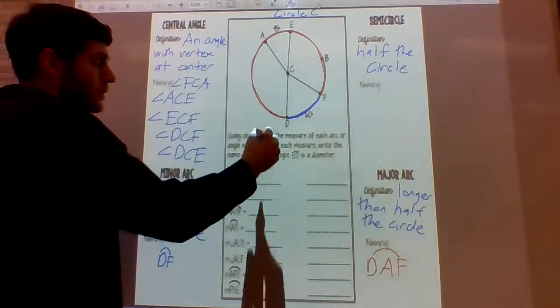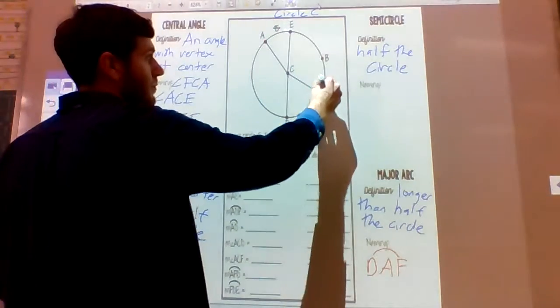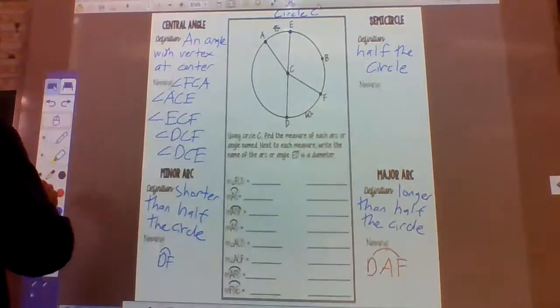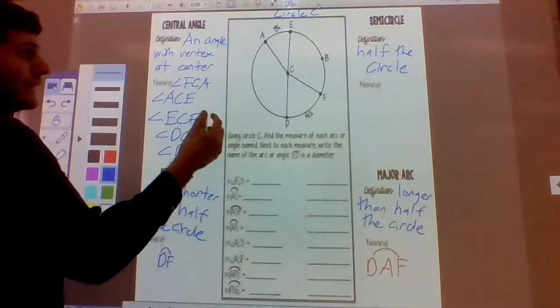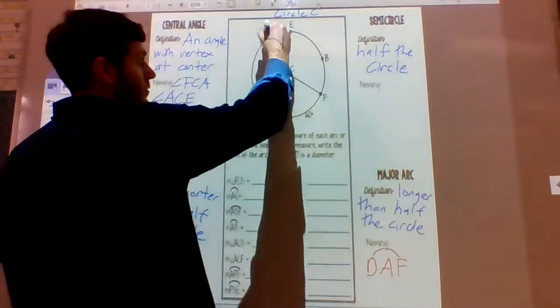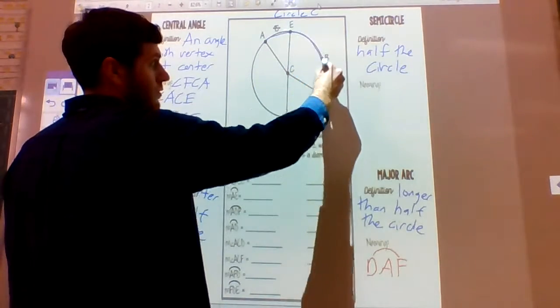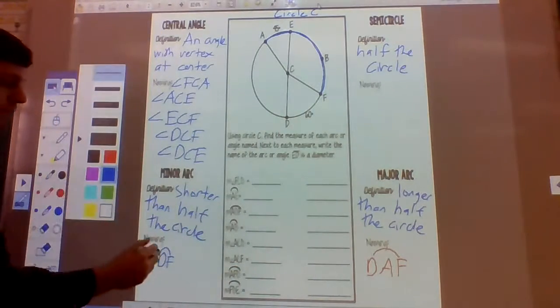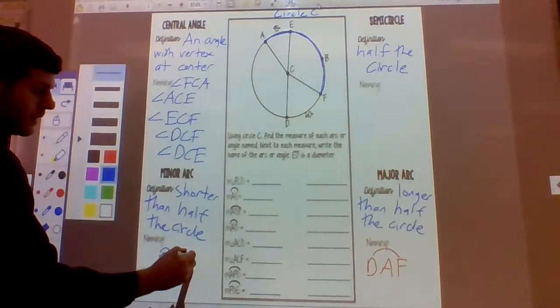So just to pick another example here, how about A, let's do it in blue though. AF. Okay, the shortest distance from A to F is this path along the circle. Okay, and we're going to call that the minor arc because it's less than half of the circle. So AF.